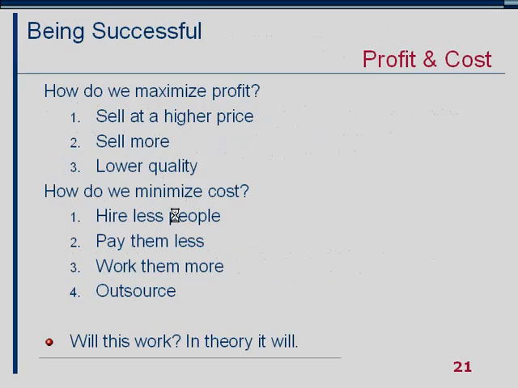So how do we maximize profit? Well, obviously, if we can sell our product at a higher price, that's going to increase our profits. If we can sell more of our quality, that's going to increase our profits. Lower the quality. If we lower our quality, it may maximize profits in the short period of time. And we see a lot of companies doing this because quality costs money. It actually costs cash.